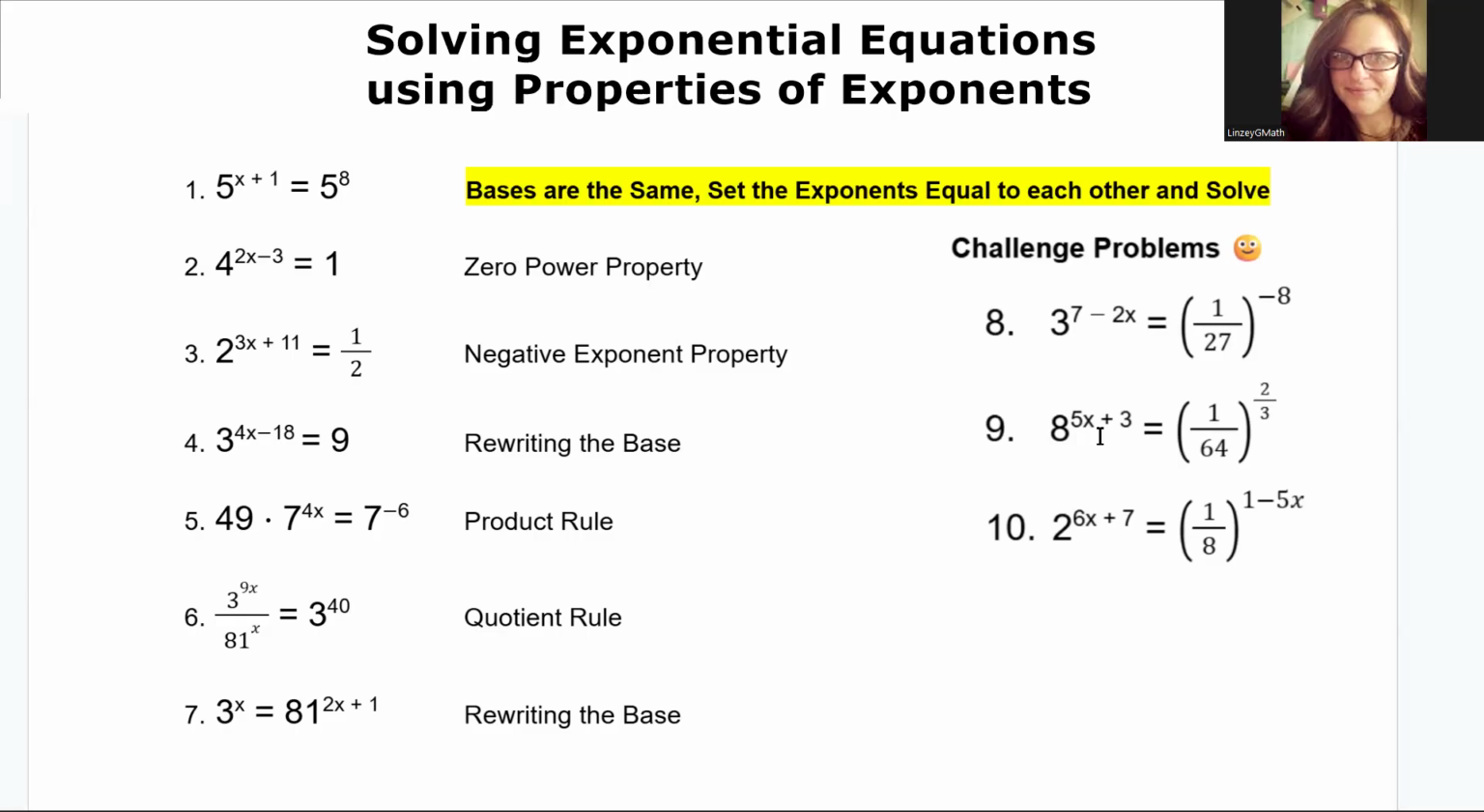Welcome to our session on solving exponential equations using properties of exponents. We're going to work through these 10 problems. You could pause the video here and try them before we go through them. All right, here we go.